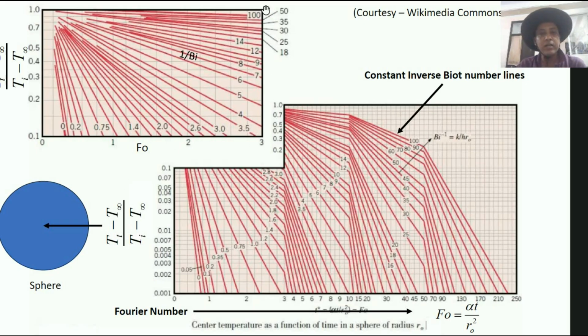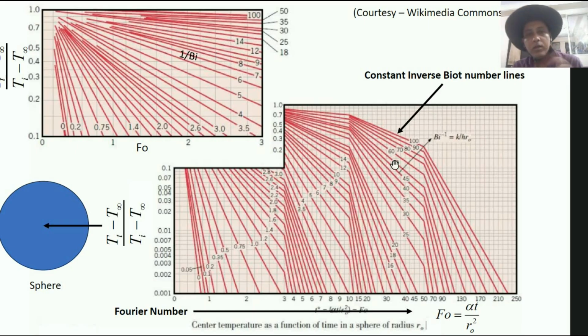Now what is this rectangular section? This is actually a portion of this Heisler chart itself. If this rectangular section had been kept here, the letters would become very small and difficult to see, so it is taken out and magnified. These lines are constant inverse Biot number lines, this is the non-dimensional temperature ratio, and this is the Fourier number. X-axis Fourier number, y-axis non-dimensional temperature ratio, and these are the inverse Biot number lines.